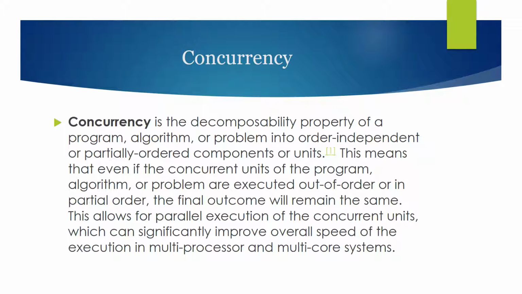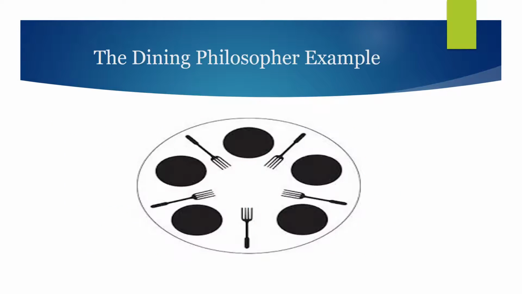And we come to another important topic in CSP, called concurrency. Concurrency is the decomposability property of a program, algorithm, or problem into order-independent or partially ordered components or units. This means that even if the concurrent units are executed out of order or in partial order, the final outcome will remain the same. This allows for parallel execution of concurrent units, which can significantly improve the overall speed of execution in multiprocessor and multi-core systems. I will show an example.